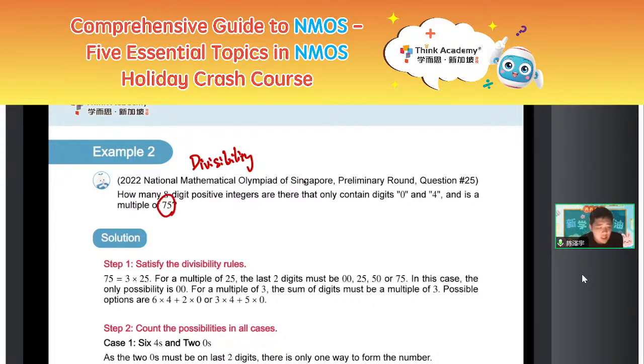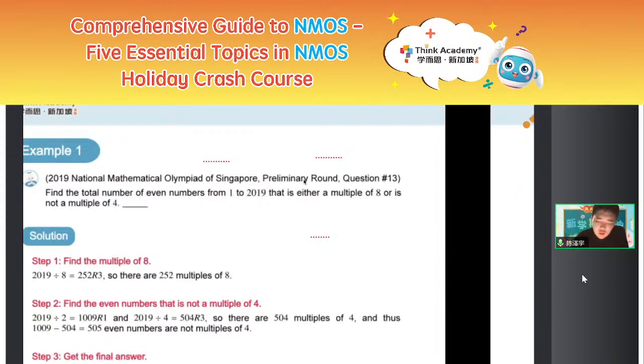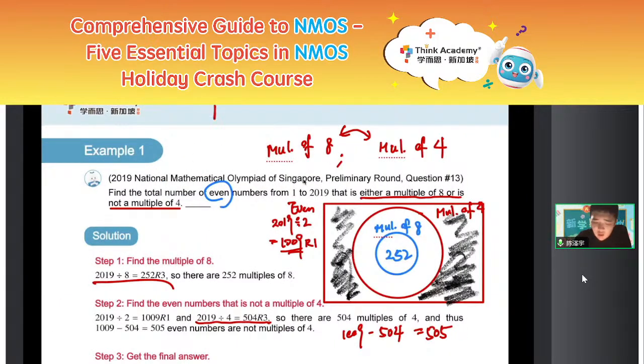Whenever you see a composite number, change it into a product of numbers. Now we know how to determine the divisibility. So here, 3 times 25. We know the divisibility of 25. We know the divisibility of 3. So you can base on these two conditions and try to form the numbers. Okay. All right. So that will be for this topic, and that will be all we have today for the counting module.